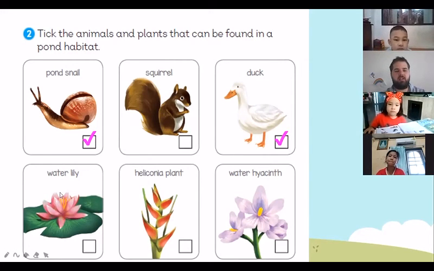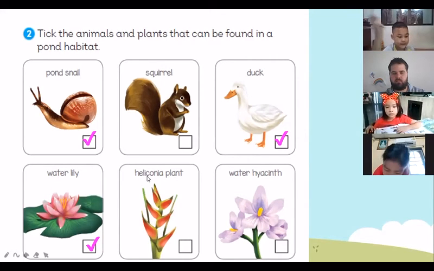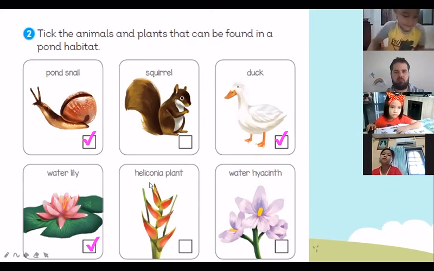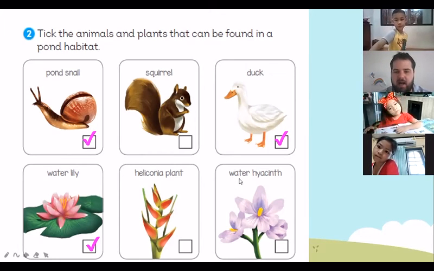Next, we have our water lily. Does our water lily live in the pond? Yes, so we tick water lily. What about our heliconia plant? Does this plant live in the pond? No.